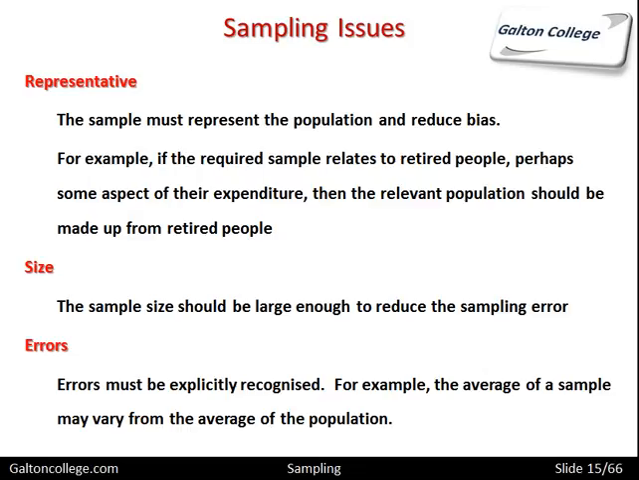And errors must be explicitly recognized. For example, the average of a sample may vary from the average of the population. Now if that's known to be the case, then there should be some account of why that is the case. Why did that happen? If for some reason the average of the population was known and a sample was selected and the average was different, why is it different? So errors must be admitted openly.